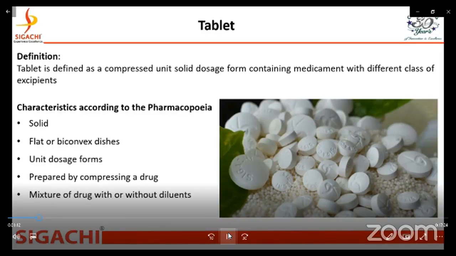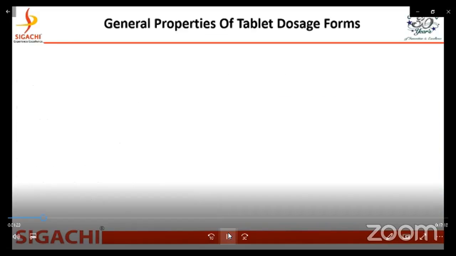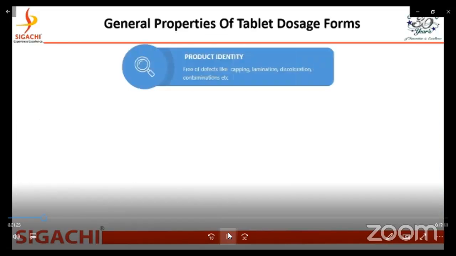Characteristic as per pharmacopoeia: the tablet must be solid, flat or biconvex discs, unit dosage form, prepared by compressing a drug, or mixture of drug with or without diluent. General properties of tablet dosage forms.